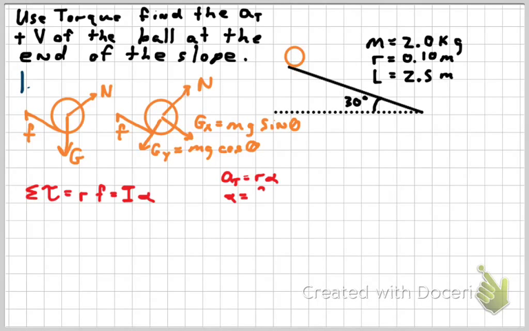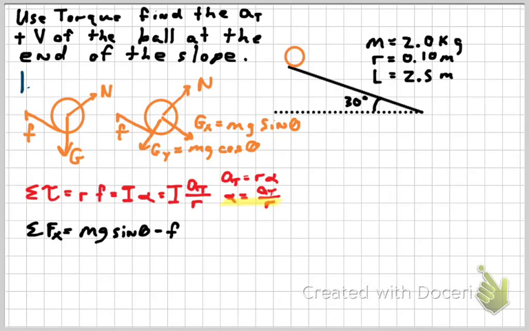Using our sum of the torque equation, we've got R times F, the torque, equals I alpha, the moment of inertia times the angular acceleration. Keeping in mind that the angular acceleration is just equal to the tangential acceleration over R. So we'll make that substitution right now.